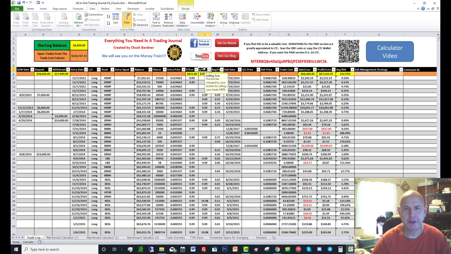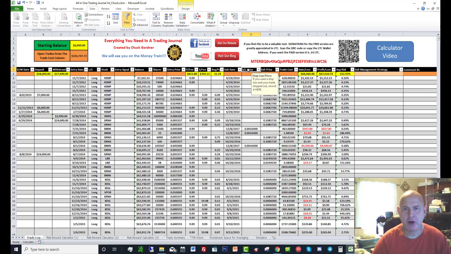This is your selling fee column. Put the fee charged by your broker for selling your trade here. Now, most brokers have gone to a $0 purchase or selling fee, but you still need to place your regulatory fees in. So put the regulatory fee charged by your broker for selling your trade here. This is your exit date column. Place the date you exited your trade here.